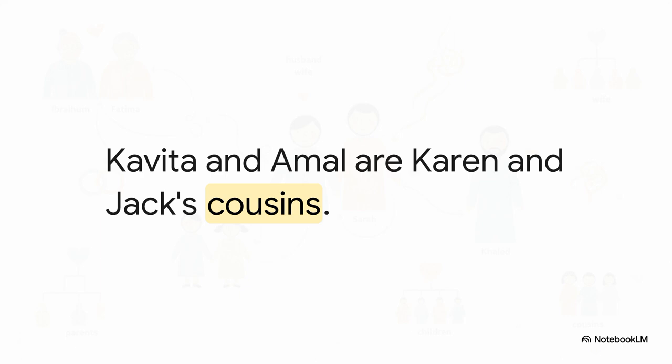Finally, the kids from both sides of the extended family share one common bond. They are cousins to each other. Kavita and Amal are Karen and Jack's cousins. Once again, English is keeping it super simple for you. Whether they're your aunt's kids, your uncle's kids, boys or girls, the word is exactly the same across the board. Cousin. Got more than one? They're your cousins. That's the whole shebang.